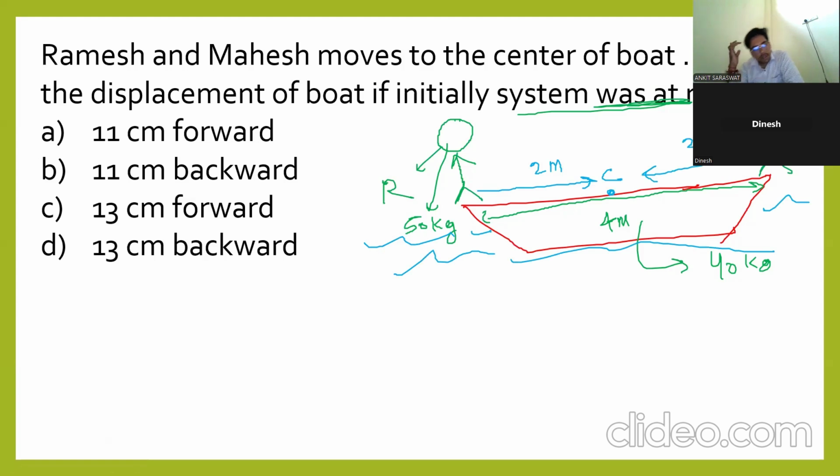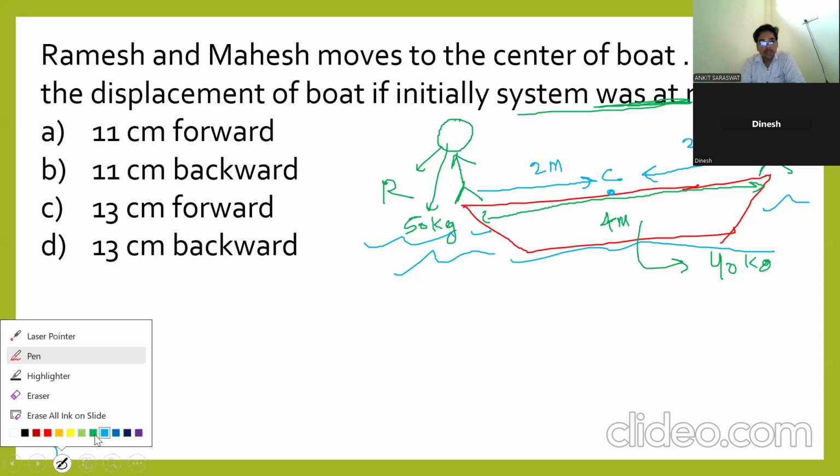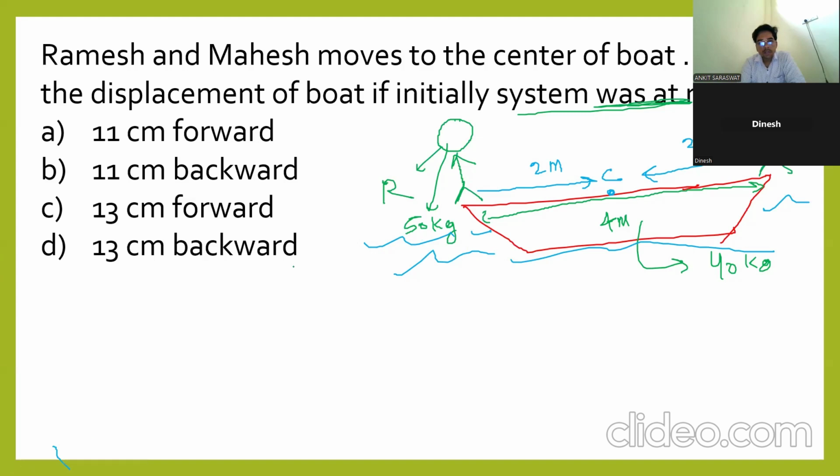Clear? Then simple question. Whether he is moving in the right or in this direction, let us suppose that by the displacement of these two persons, the boat shifted X meter back. We don't know what that is. So apply this: M1 delta X1 plus M2 delta X2 plus M3 delta X3 equals 0. Put all the displacements with respect to ground.